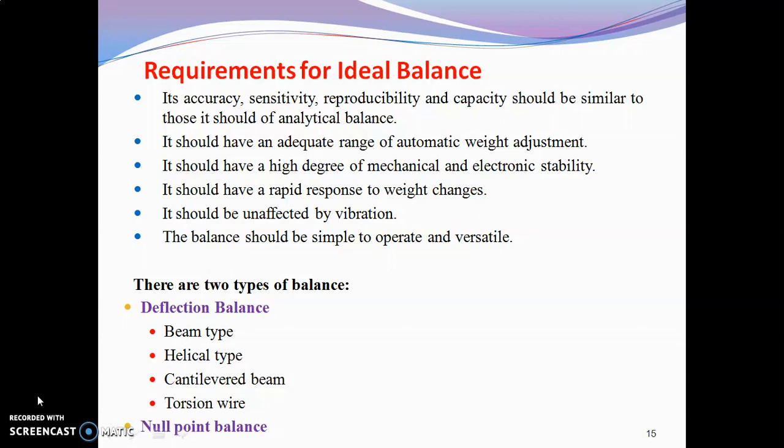It should have an adequate range of automatic weight adjustment. It should have a high degree of mechanical and electronic stability. It should give rapid response to weight change. It should be unaffected by vibration. It should be simple to operate and versatile. Then two types of balance are mainly used in thermogravimetry: the deflection balance and the null point balance. The deflection balance is of four types: beam type, helical type, cantilever beam, and torsional wire. We will see all these balances one by one in detail.